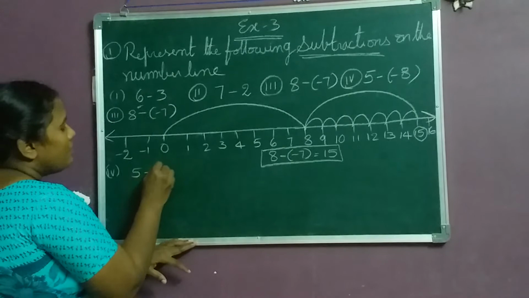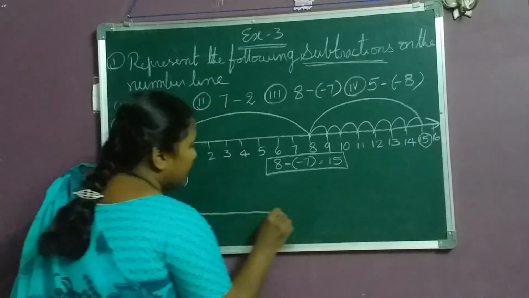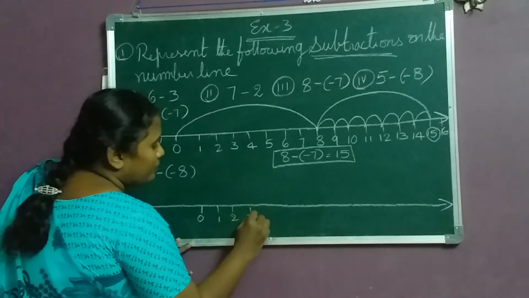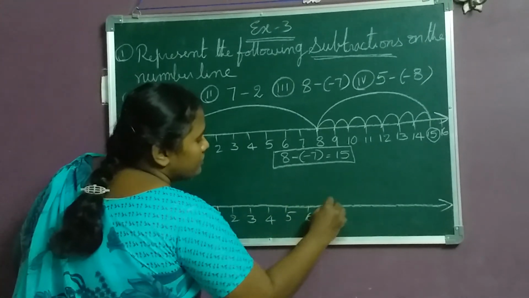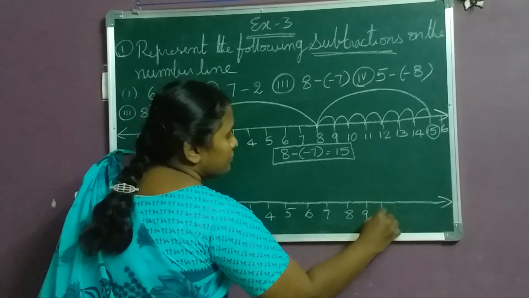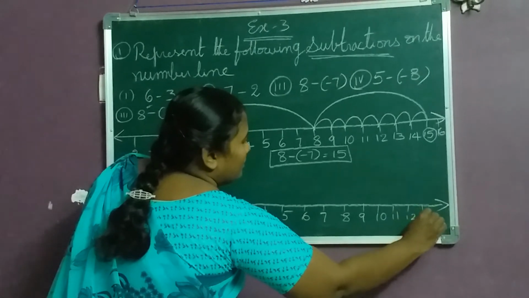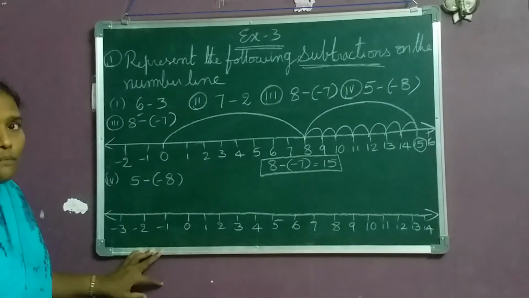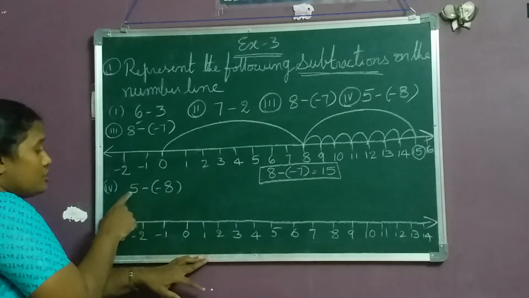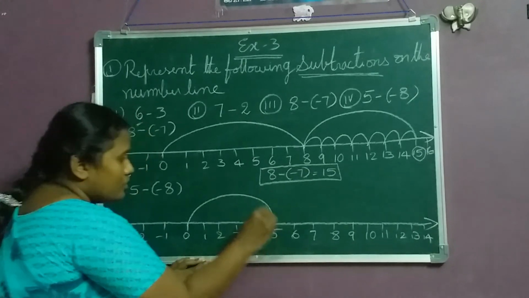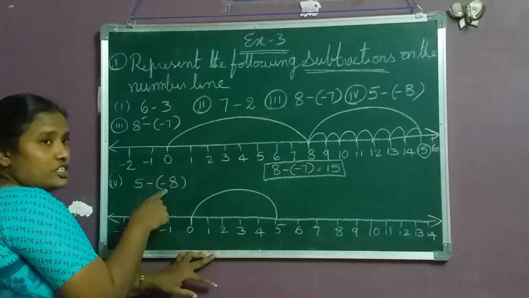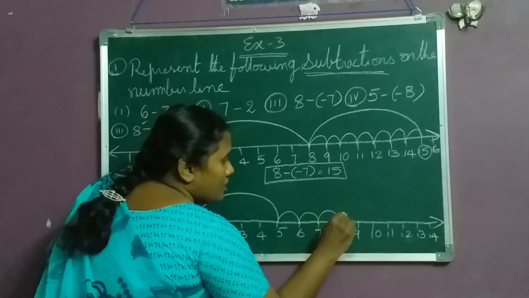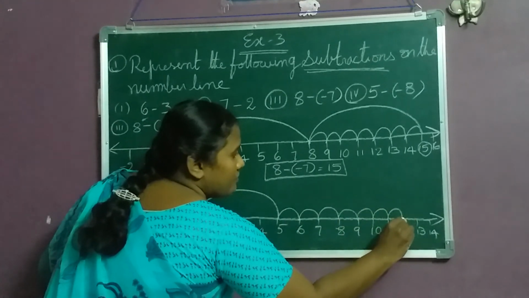Fourth problem. 5 minus minus 8. Okay. Draw the number line like this. Here, 0, 1, 2, 3, 4, 5, 6, 7, 8, 9, 10, 11, 12, 13, 14. Here, minus 1, minus 2, minus 3. First, draw the 5. After, 8, rightward direction. Negative integer, that's why you move the rightward direction 8 times. 1, 2, 3, 4, 5, 6, 7, 8.